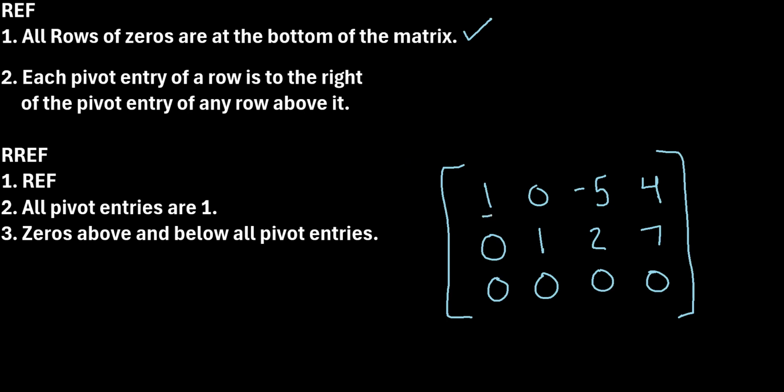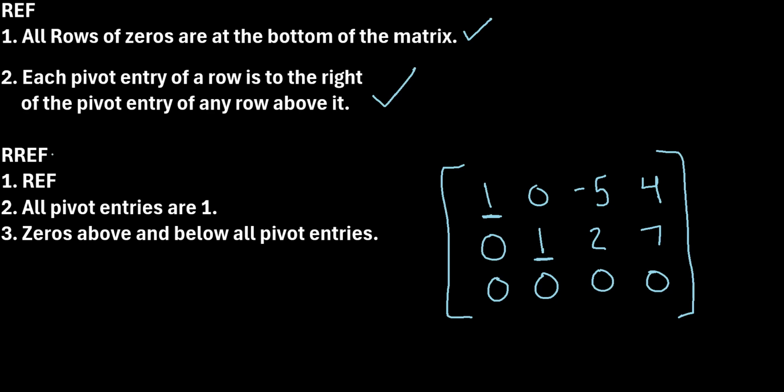So in the first row, our pivot entry right here is a 1, the first non-zero value in the row. In the second row, we have this 1 right here as our pivot entry. And in the third row, there are no pivot entries. There are no non-zero values. So we can see that this pivot entry right here is indeed to the right of the pivot entry in the row above it. So we would say this criteria is met.